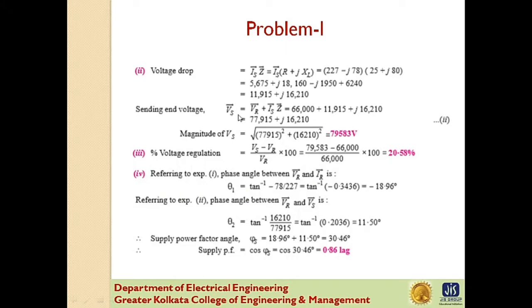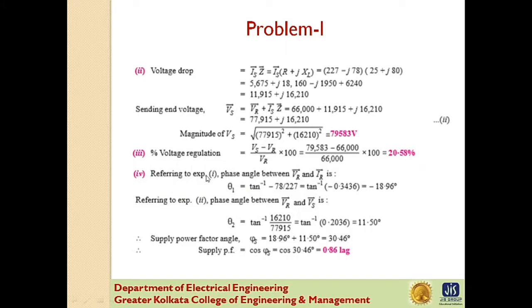Now what is the value of sending end voltage? What is the expression? Vs is equal to VR plus IS into Z. So putting the value of VR, that is 66,000, and IS into Z, that is 11915 plus J16210, we get the value of Vs, that is 77,915 plus J16,210. From this expression we calculate the magnitude of Vs, which is equal to 79583 volt, and percentage regulation, that is Vs minus VR by VR into 100, which is equal to 20.58%.